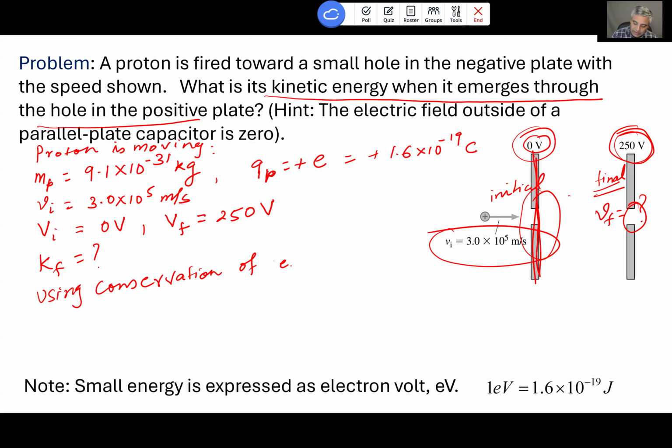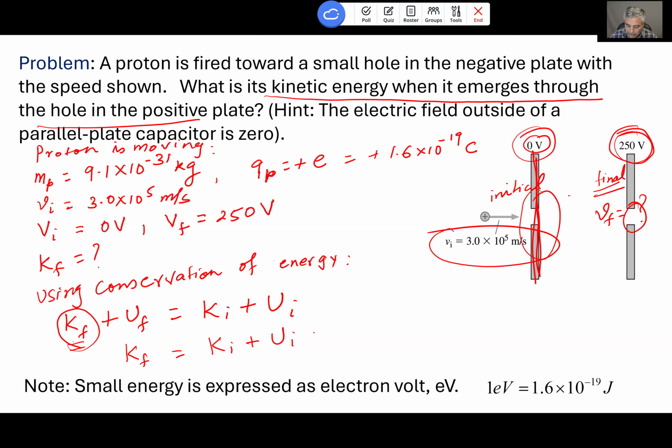Using conservation of energy, final kinetic energy plus final potential energy is equal to initial kinetic energy plus initial potential energy. We are asked to find the final kinetic energy, so we don't need to write this in terms of mass. I'll just keep it there and move this one to the other side: K_i plus U_i minus U_f. These are not given as such, so we need to open these up, which means we need to write them explicitly.